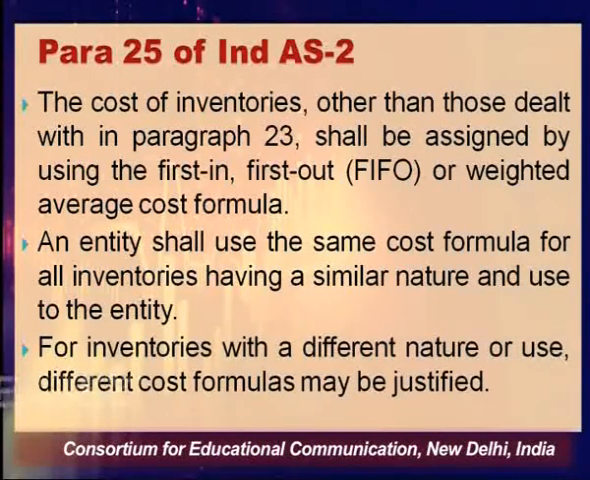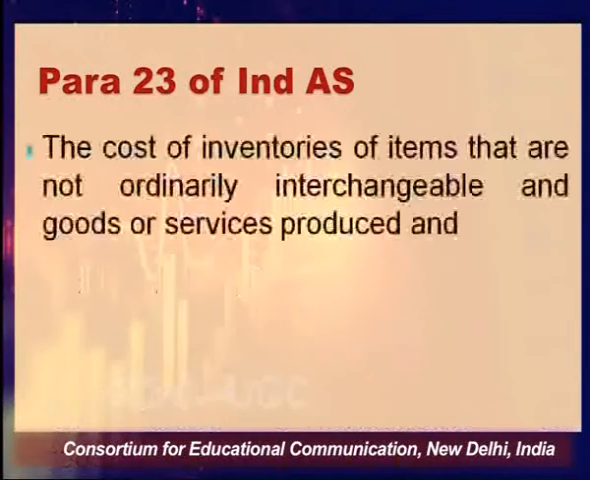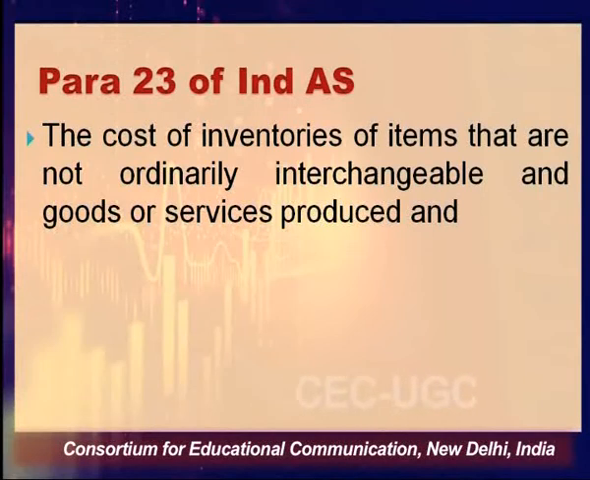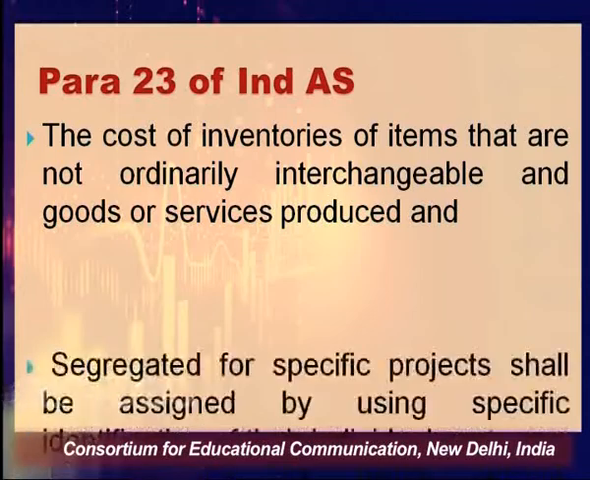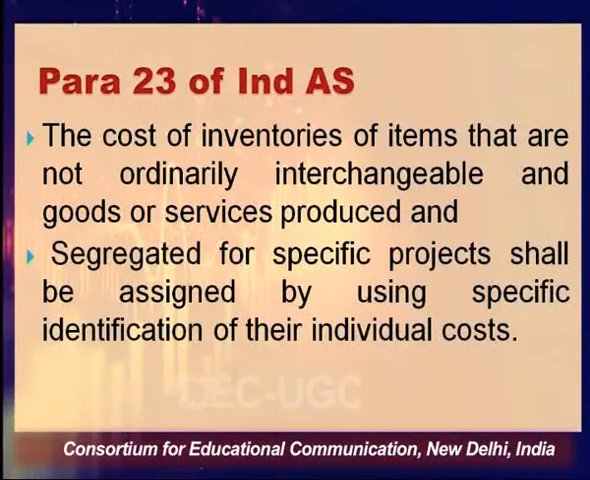We have to understand that para 23 of Ind AS 2 says that the cost of inventories of items which are not ordinarily interchangeable, and goods or services produced and segregated for specific projects, shall be assigned by using specific identification of their individual costs, and there we don't apply first in first out or weighted average cost method. Otherwise we will be applying the first in first out method.